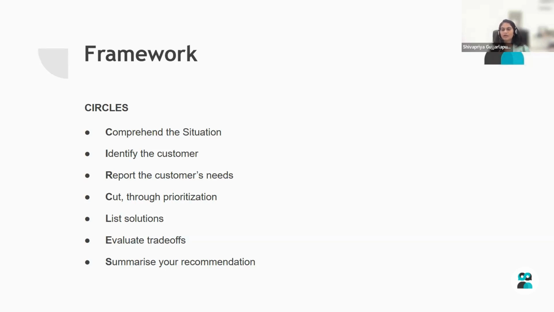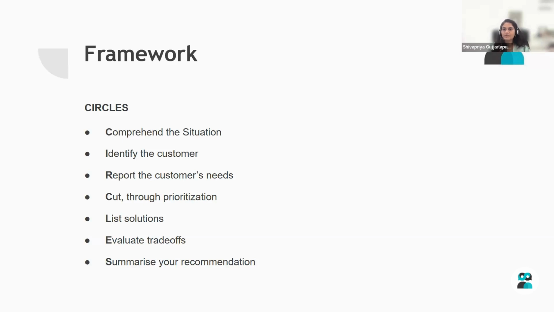So how the framework goes is we try to comprehend the situation, ask all the possible clarifying questions to get a better picture of what the question is, what is our situation, identifying our particular customer. Like a bunch of you already told that customer is the person who the PM is working for. So it's important for us to define the customer and identify what are the possible customers who are we going after. So that's the identifying customer part.